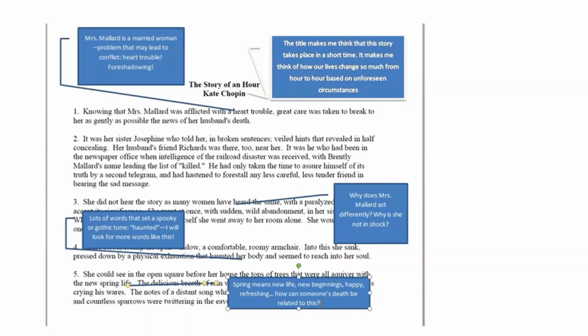There's lots of words that are kind of spooky, like haunted and possessed and reaching toward her. So different words that are gothic in tone. Spring means new life, new beginnings, happy, refreshing. So I'm wondering, how is this story about someone dying also about someone finding a new beginning?